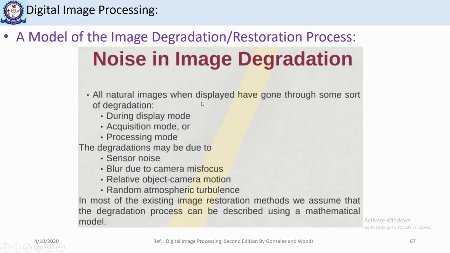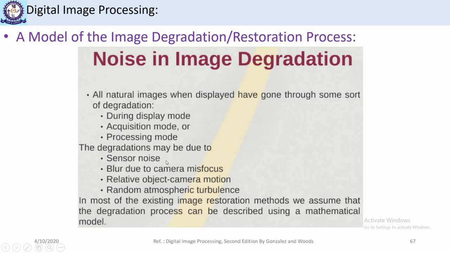Now, we will see some of the possible reasons by which an image is degraded. An image can be degraded during the display mode, when we send the image to the display. An image may be degraded during acquisition, when we acquire the image using sensors. And an image may be degraded during the processing mode. When we are performing some operation, we may lose some data, or we may misplace some data. So that time also we can degrade the image.